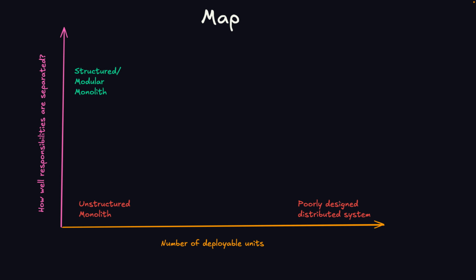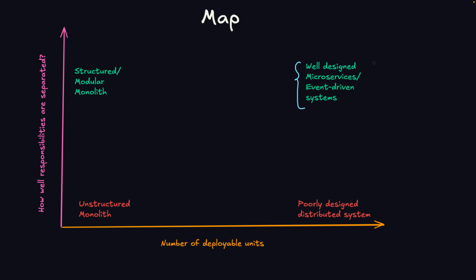And then in the top right corner, we have well-designed microservices or event-driven systems. An event-driven system can also be seen as a microservices system, because event-driven is just the communication mechanism, right? So a microservices architecture can be REST-based or it can also be event-driven. Both of them sit in the top right corner here.